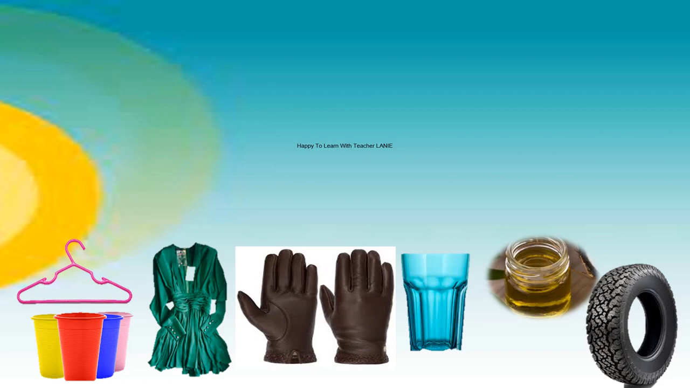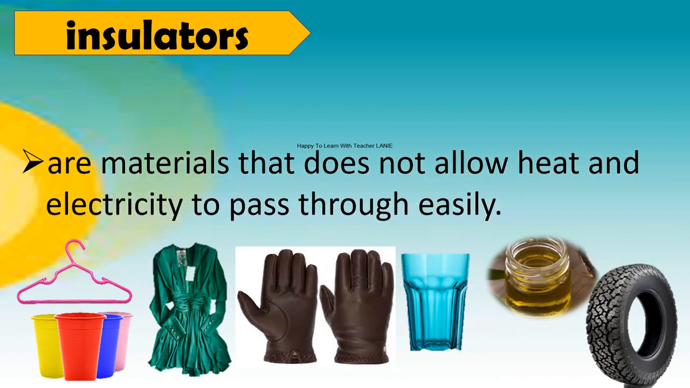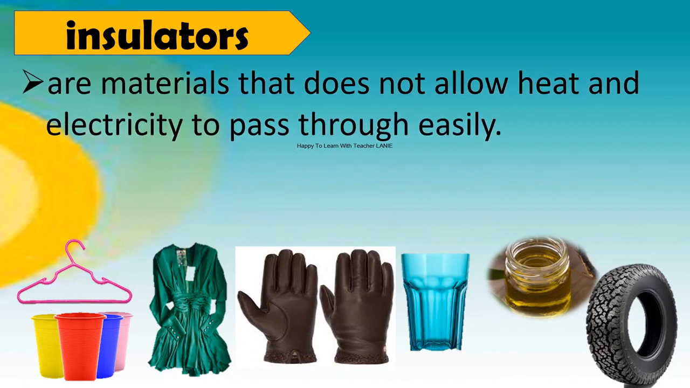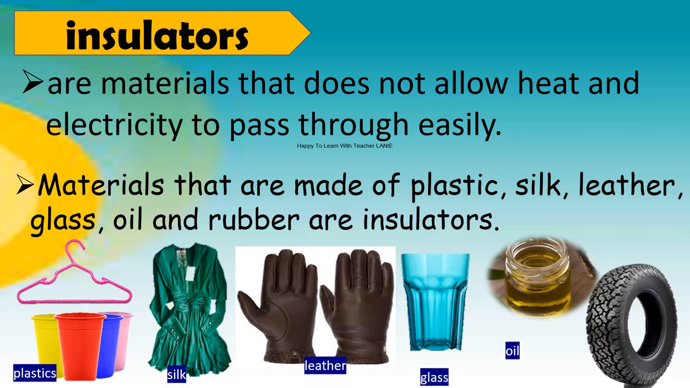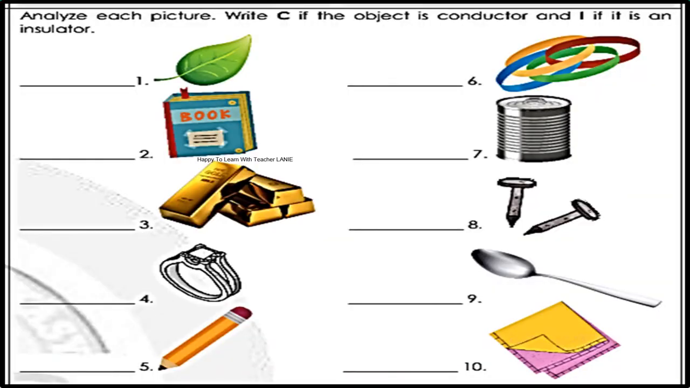Not all materials are good conductors of heat and electricity. They are called insulators. Insulators are materials that do not allow heat and electricity to pass through easily. Materials that are made of plastic, silk, leather, glass, oil, and rubber are insulators. Analyze each picture. Write C if the object is a conductor and I if it is an insulator.